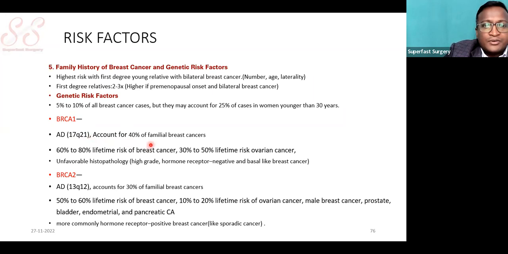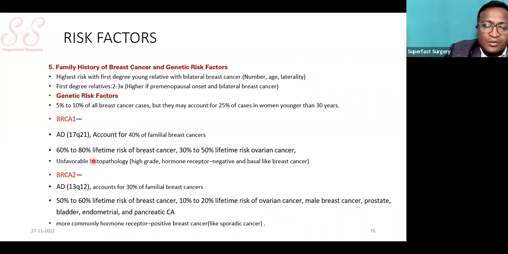It accounts for 40% of familial breast cancer. The lifetime risk of breast cancer is about 60 to 80%, and similarly ovarian cancer is 30 to 50%. While in BRCA2, the lifetime risk is less, 50 to 60%, and ovarian cancer is 10 to 20%. And what are the other cancers that are associated? You should know ovarian cancer, male breast cancer, and prostate cancer in case of BRCA2.